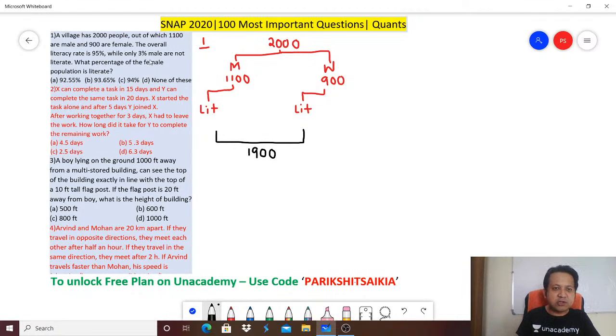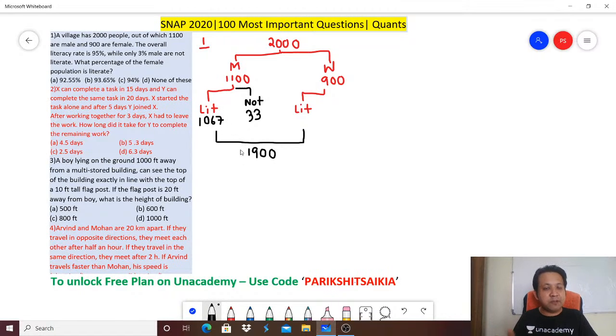And they say 3% male are not literates. So what is 3%? 3% of 1,100 are not literates. 1% is 11, so 3% would be 33. Not literates is 33. So how many are literates? All the remaining. 1,100 minus 33, which comes out to be 1,067.